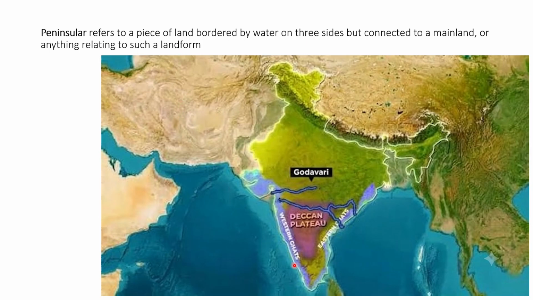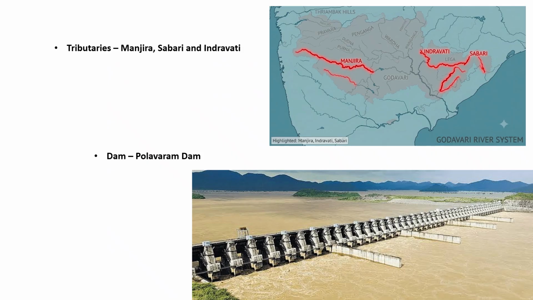So this is the peninsula, and here you have the Eastern Ghats, the Western Ghats, and the Godavari River originates from Maharashtra. And like any other river, the Godavari River also has a few tributaries like Manjira, Indravati, and Shabari. We learned about tributaries, which are small rivers or streams that join the big river. So the tributaries are Manjira, Indravati, and Shabari.